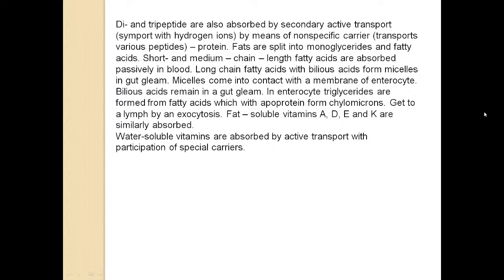In the enterocyte, triglycerides are formed from fatty acids, which with apoprotein form chylomicrons. They get to the lymph by exocytosis. Fat-soluble vitamins A, D, E, and K are similarly absorbed. Water-soluble vitamins are absorbed by active transport with participation of special carriers.